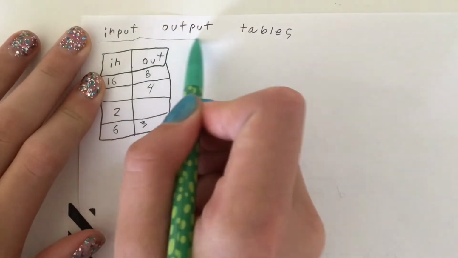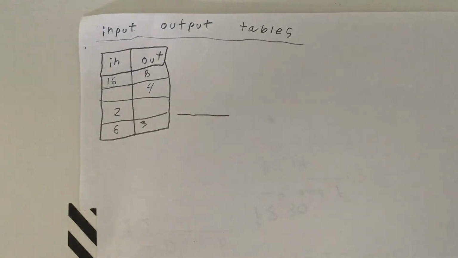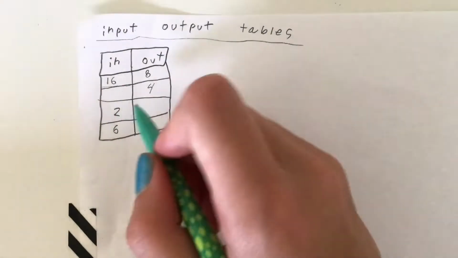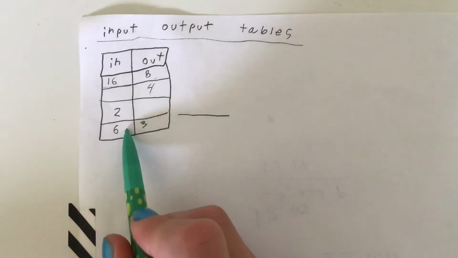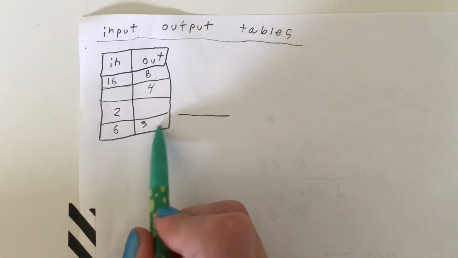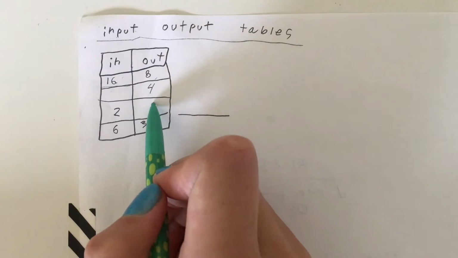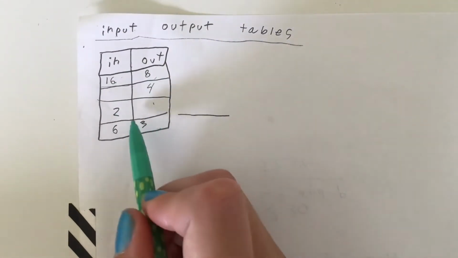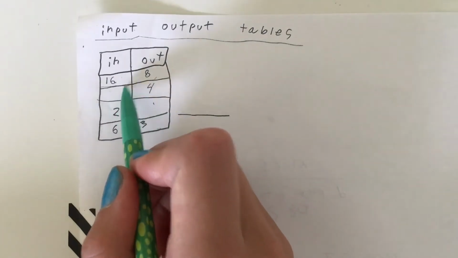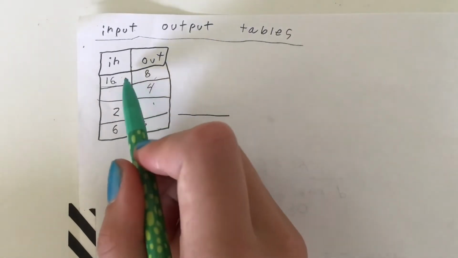Input and output tables. Now what I want you to try to do is figure out what we're doing to get this answer, and then fill in the slots. So 16, 8, 6, 3, and then 2 blank spots. So what do these two have in common?